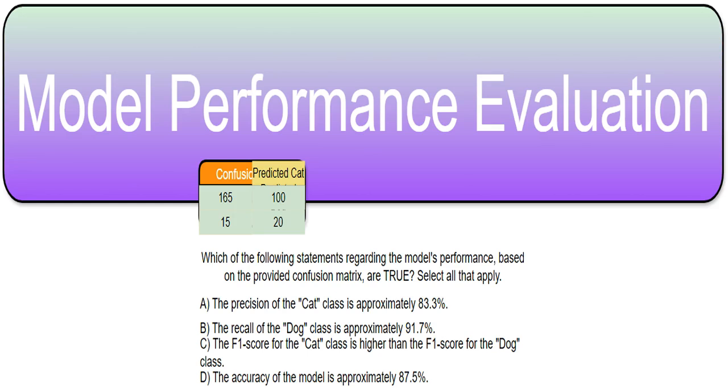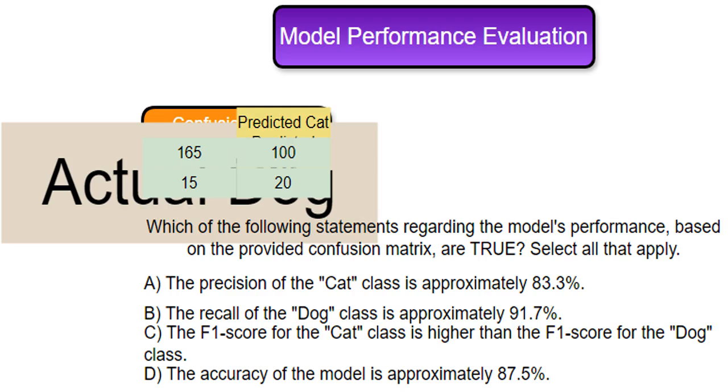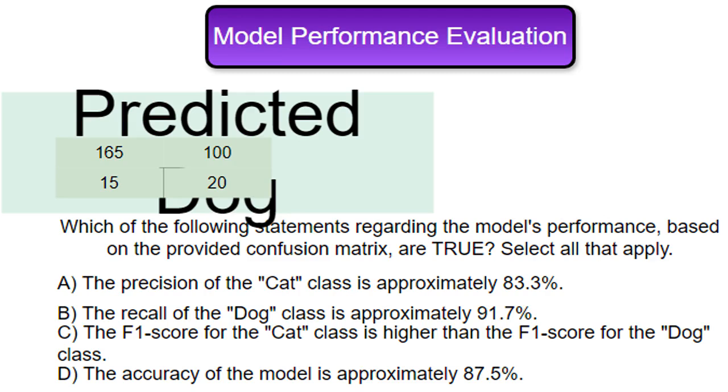This refers to the actual, true category of the image. In other words, the actual animal in the picture. It does not refer to how the model classifies the picture. Similar to actual cat, this refers to the actual animal in the picture, a dog. This refers to how the model classified the picture. In this case, the model predicted the picture to be a cat. This refers to how the model classified the picture. The model predicted the picture to be a dog.